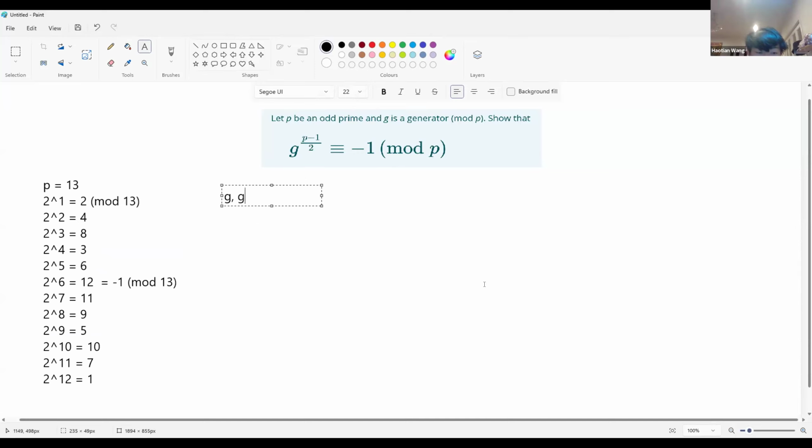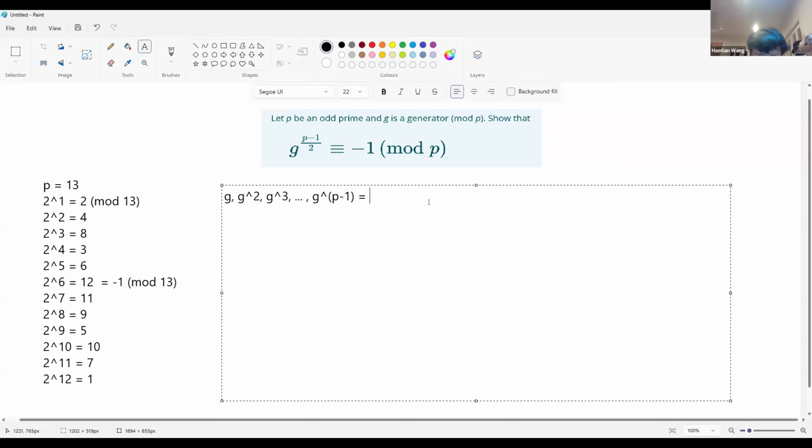So we look at g squared, g cubed, all the way up to g to the p minus 1. And this is a reordering of this. And we also know g to the p minus 1 is congruent to 1 mod p by Fermat's little theorem. So, yeah, and now we can relate this to the problem.